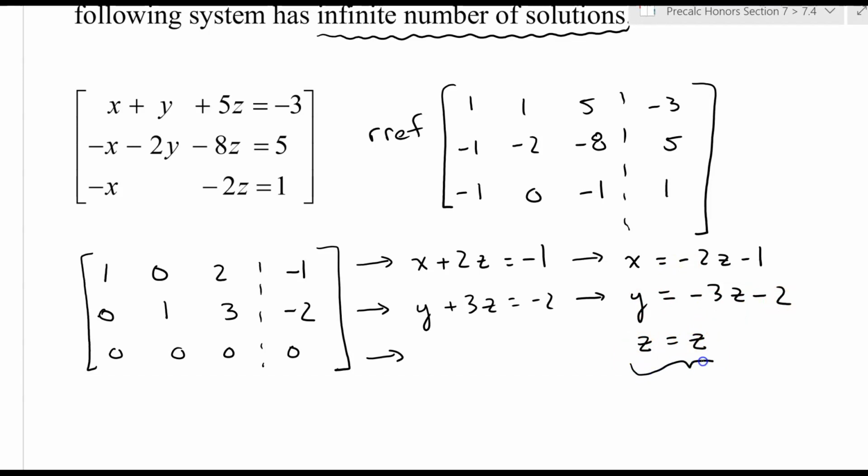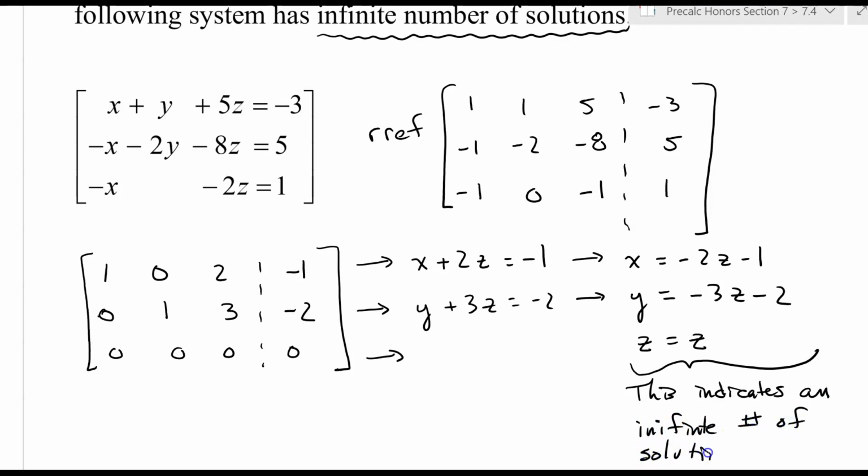So what this indicates is an infinite number of solutions. Okay, we don't have one unique solution like most of the other problems that we've been working on. We have an infinite number of solutions. So if you get something like this, that's what the problem indicates.